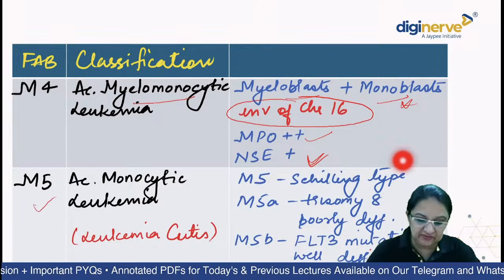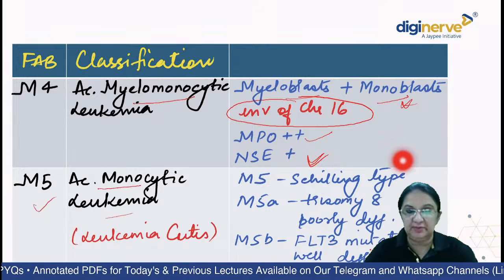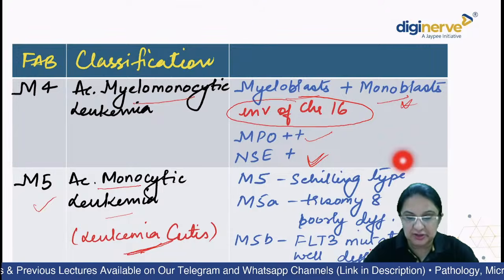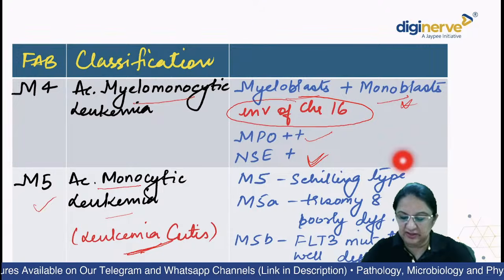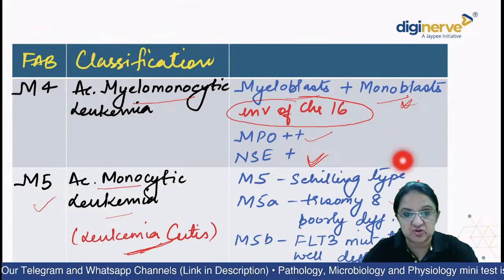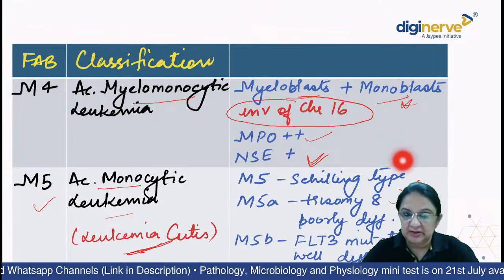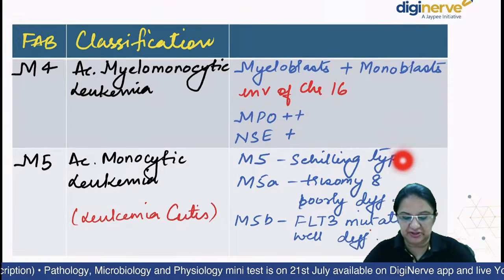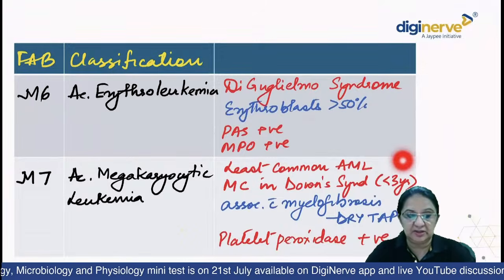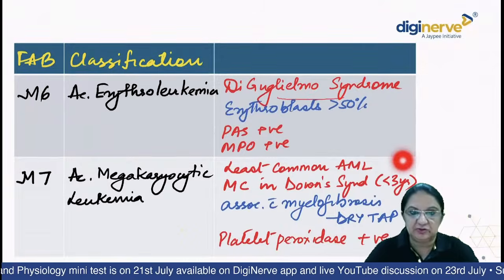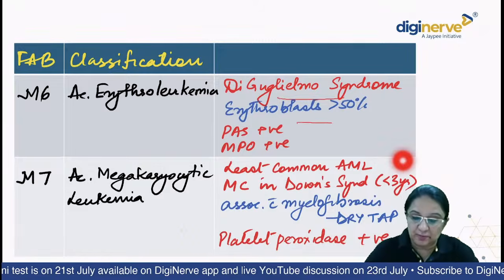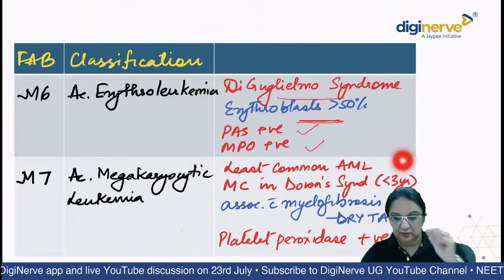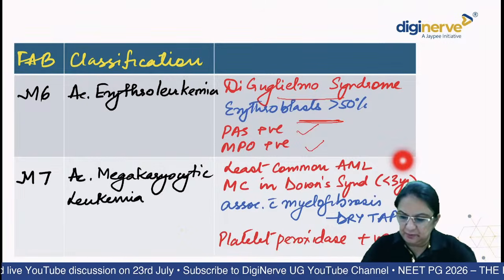Coming to AML M5, it's acute monocytic leukemia, also associated with skin manifestations. That is why it is also called leukemia cutis. M5 you do the Schilling test. M5A is associated with trisomy 8. Then M5B is FLT3 mutation. It's a well-differentiated. M6 erythroleukemia associated with Di Guglielmo syndrome. Here you will see erythroblasts. This will be PAS positivity plus MPO positivity. Okay, PAS positive and MPO positive.